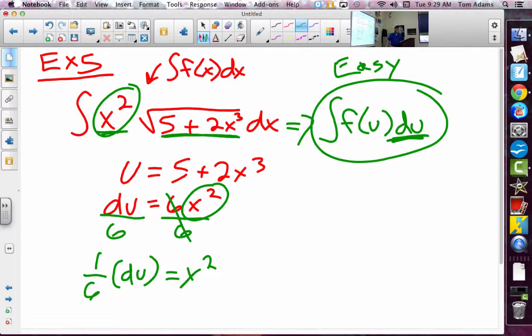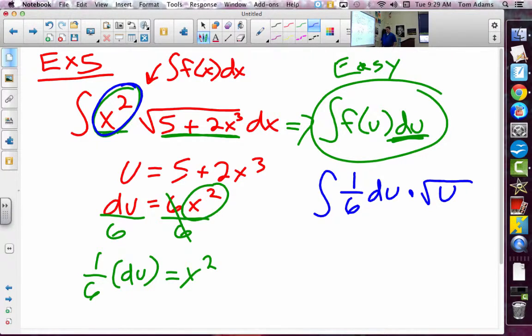Then my function of u, this stuff right here, becomes 1/6 du. That's going to be my x squared times the square root of u. Does that make sense?